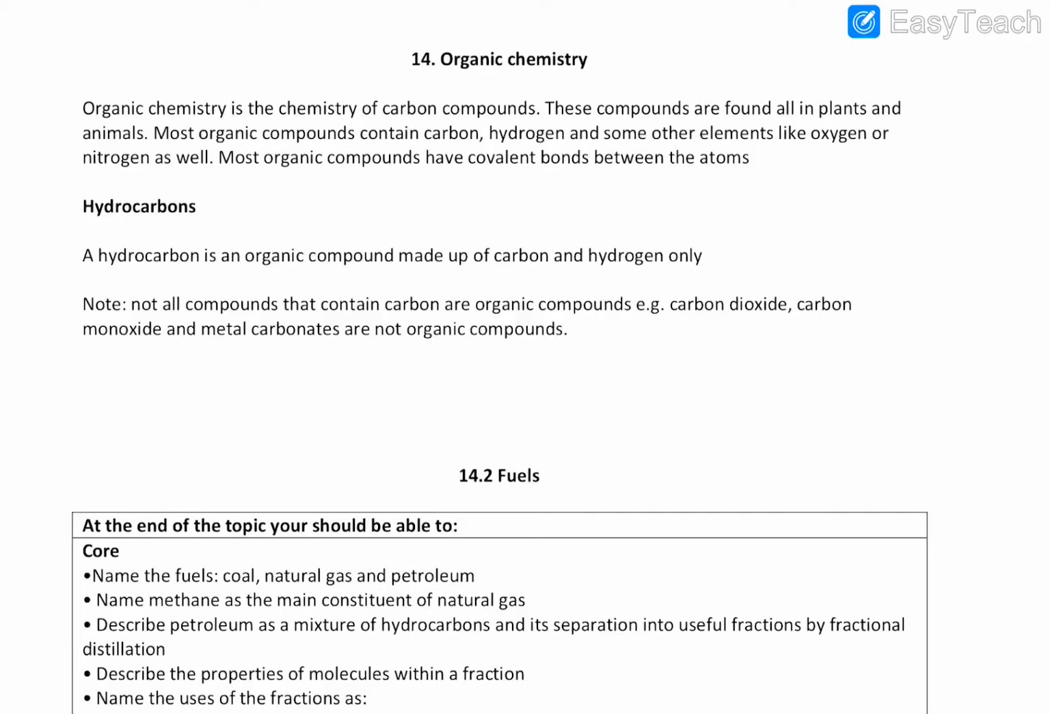So organic chemistry is about the chemistry of carbon compounds, and these carbon compounds are in living organisms. Everything that contains carbon is not organic. It should be compounds that are made inside plants or animals, and they should contain carbon, hydrogen, and some other elements.